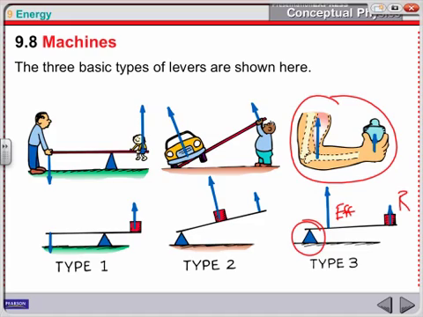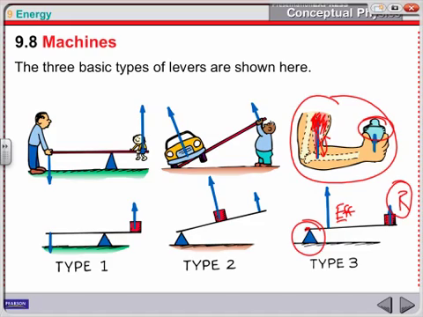But notice that the effort is in the middle here, okay? I have a pivot point at one end, and my resistance is on the other end. All right, so let's take a look at this person's arm. Here's your muscle, your bicep. The bicep actually attaches to that bone, and that's trying to pull this way. Here's my weight. It's in my hand. That's at the other end.